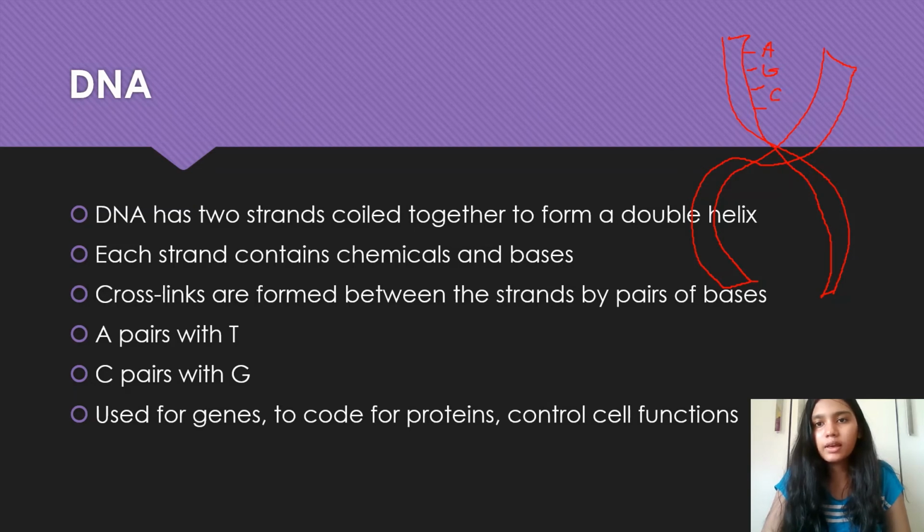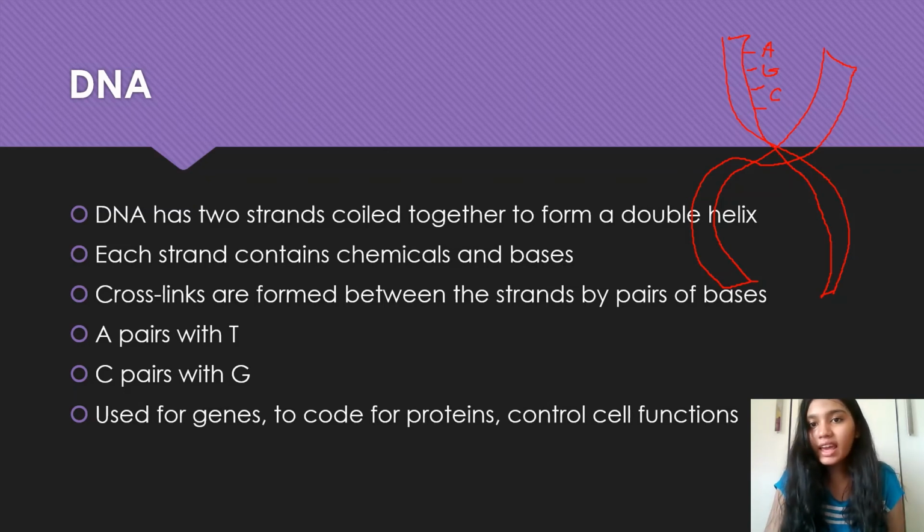Now you need to understand, A is basically adenine, T is thymine, C is cytosine, and G is guanine. So A pairs with T. You do not need to know the names. You just need to remember A pairs with T and C pairs with G.